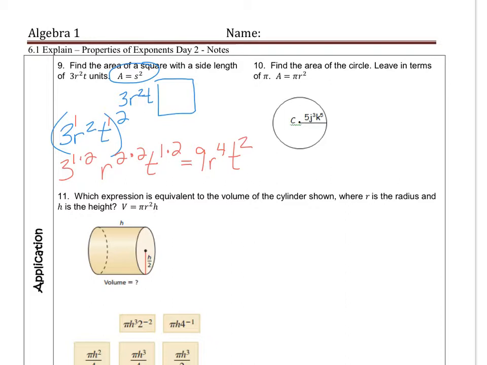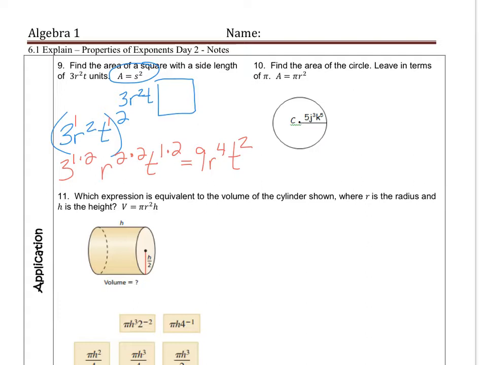Okay, oftentimes when I'm working with squares and rectangles, it helps to draw a picture. So I drew a picture of my square and labeled one of the sides. I used the formula they gave us of sides squared and put my side in parentheses and then raised this whole thing to the power of 2. I marked that my 3 and my t both had an inside power of 1, expanded it out, and then simplified it. And the answer was 9r to the 4th t squared.